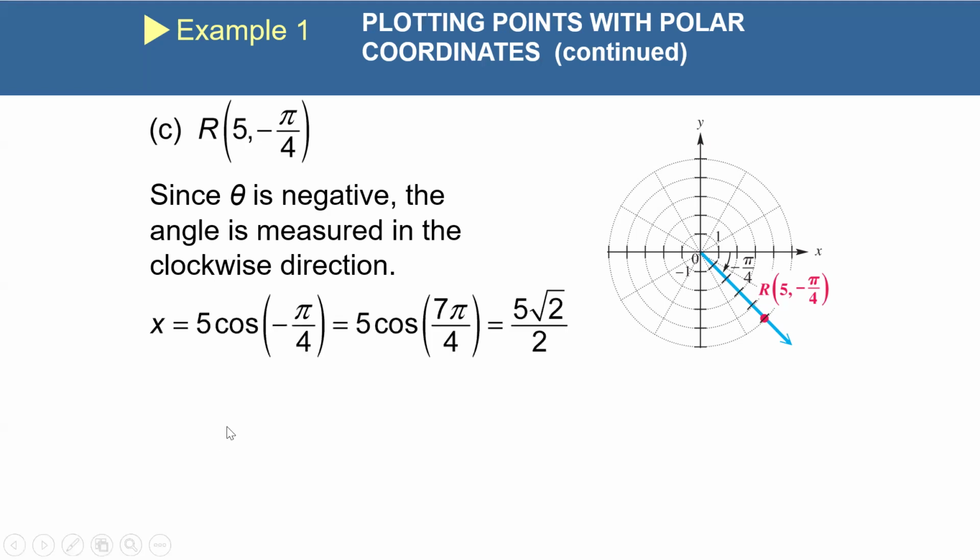Okay. So notice all I did was switch it from negative pi over 4 to 7 pi over 4, because that's the value there, correct? And then I evaluate it. I think it's easy to simplify, so it didn't come out pretty.